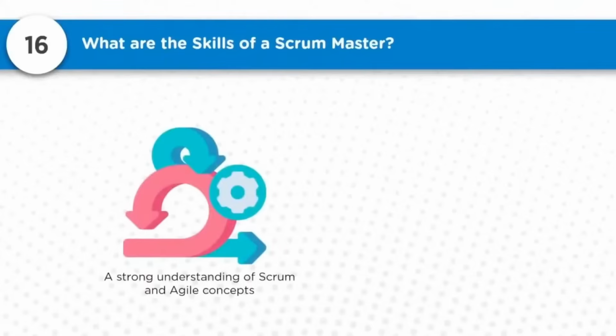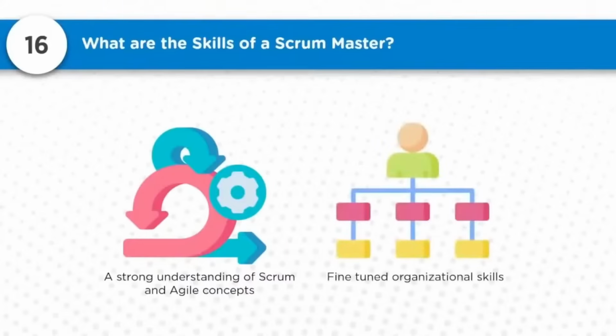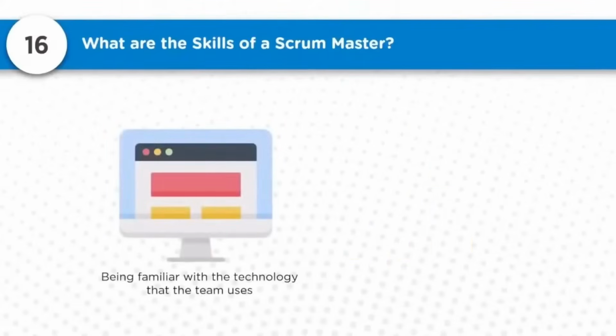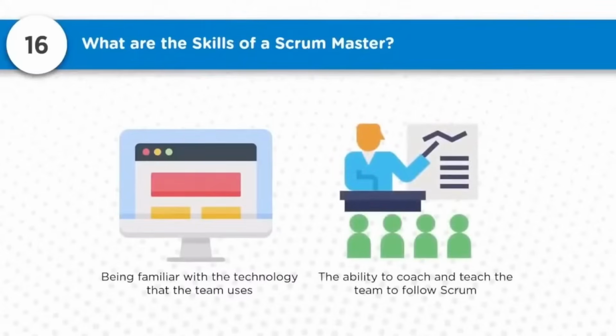A strong understanding of Scrum and Agile concepts. A Scrum Master should have fine-tuned organizational skills. So when the Scrum Master is working with a self-organizing team with various different capabilities, unless the Scrum Master has organizational and interpersonal skills, working with them will become difficult. A Scrum Master should be familiar with the technology that the team uses. Basic understanding of how it works, the dynamics associated with that. And a Scrum Master should have an ability to coach and teach the team to follow Scrum and its methodologies, and be very clear about the terminologies, artifacts, and all the events that happen.